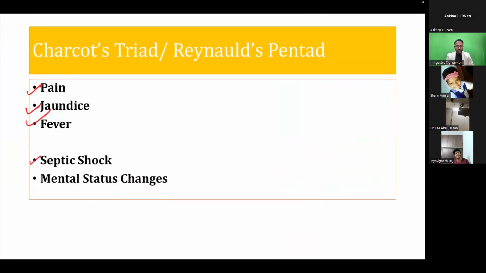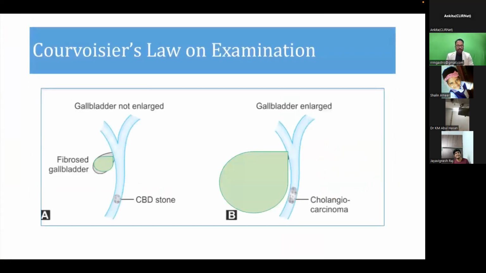They will definitely ask you Courvoisier's law and Reynolds' pentad during the viva discussion. What is meant by Courvoisier's law? What is meant by Reynolds' pentad? Definitely they will ask you. Without knowing Courvoisier's law, this topic never ends.